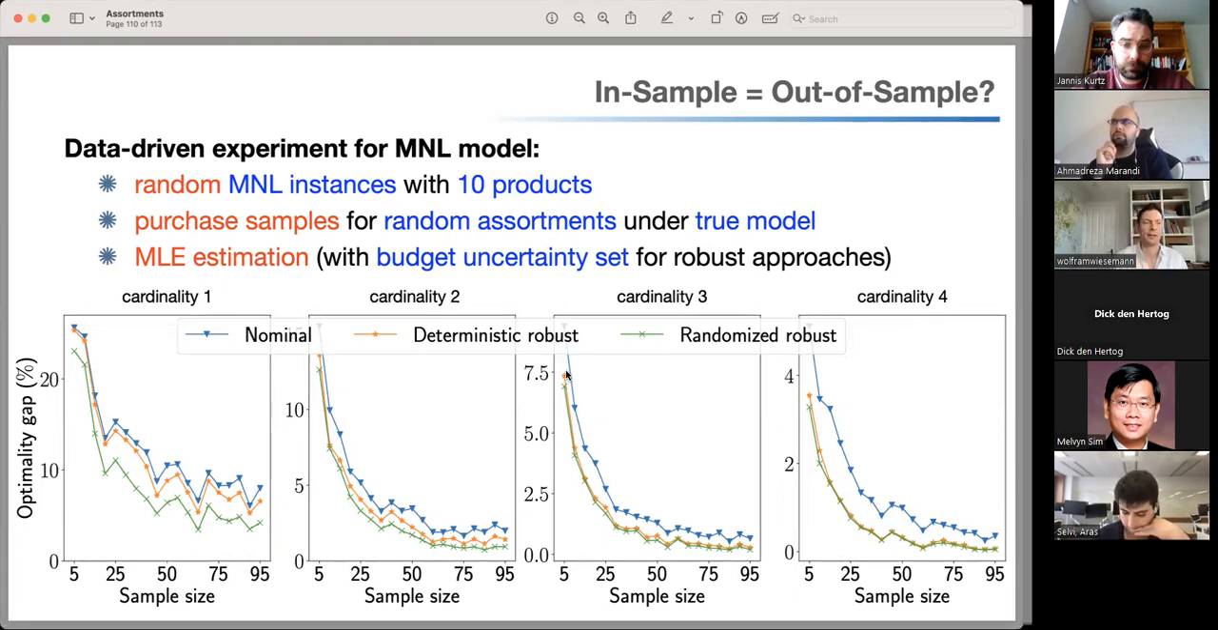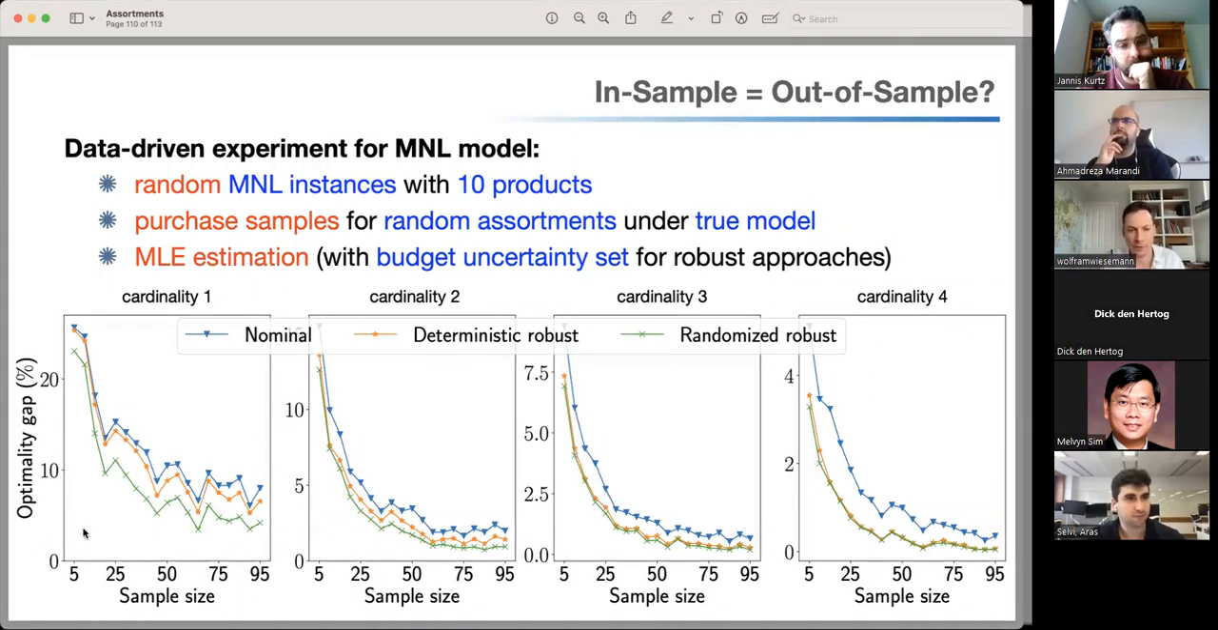This is not necessarily a priori clear for two reasons. First of all, remember that the robust models have a hyperparameter they need to tune based on the training data. So they need to use the same amount of available data for estimation and parameter tuning. And secondly, we're looking at the out-of-sample objective. So what we're comparing here in terms of optimality gaps are no longer worst-case expected profits, but it's expected profits under the unknown true model. So you can think of this as the generalization error, if you wish.